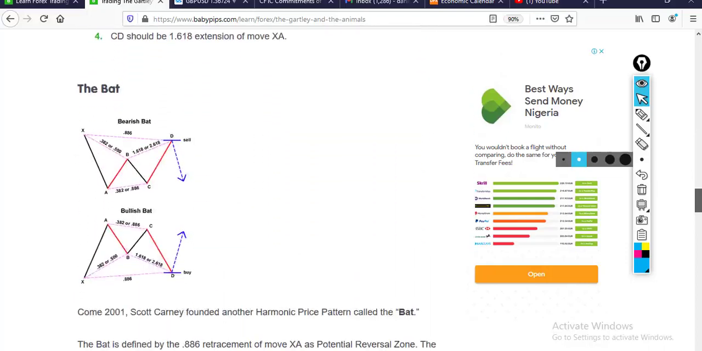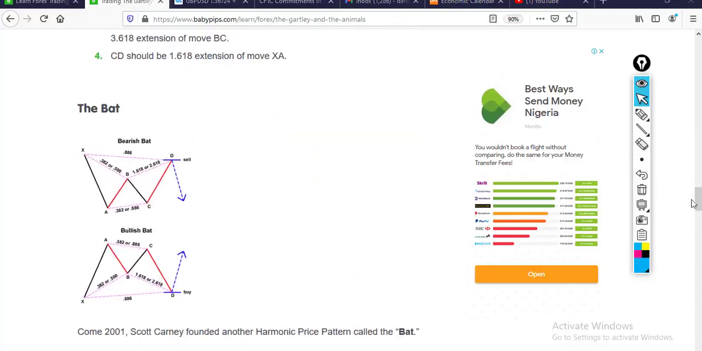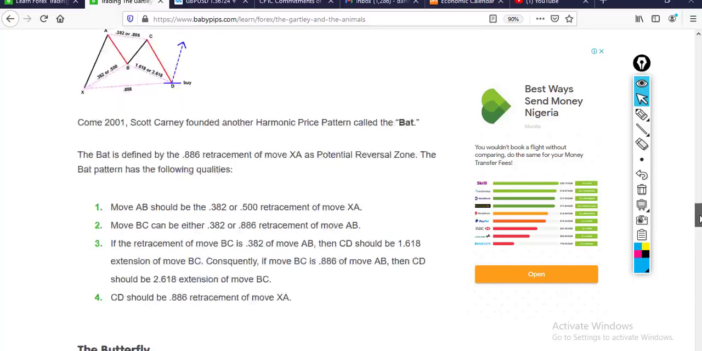Next, we have the bat. So here we are, the bat pattern. The bat pattern was also discovered by Scott Gartley in 2001, and it's defined by the 0.886 retracement of move XA as the potential reversal zone. The bat pattern has the following qualities.